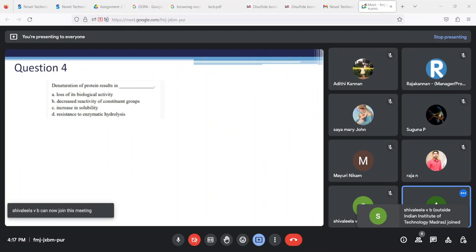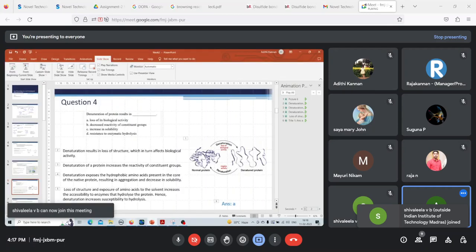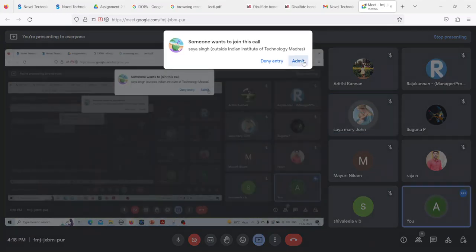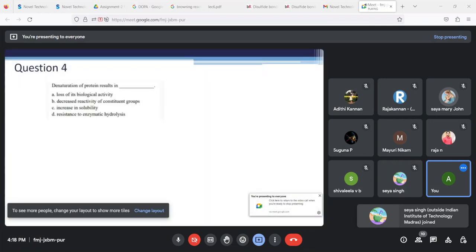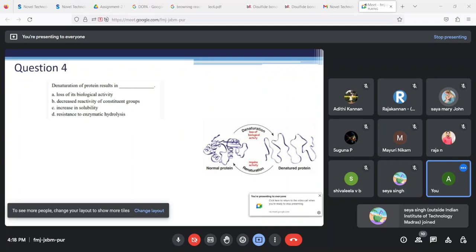What happens when you have denaturation? Reactivity increases. Yeah, why does it increase? So what happens in a denaturation of a protein is that you will have a properly structured protein that will now lose its structure. And because it loses its structure, it will lose its biological activity as well, because the structure of the protein is extremely important for the function of the protein as well. So if the structure is lost, then the function of the protein is also lost.